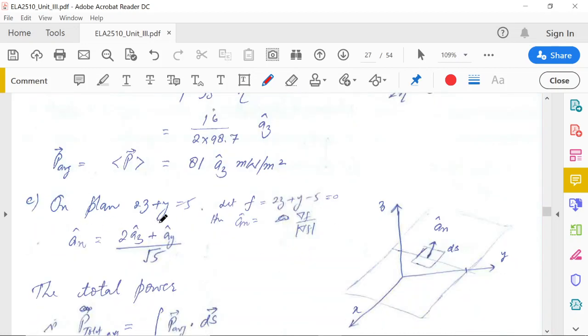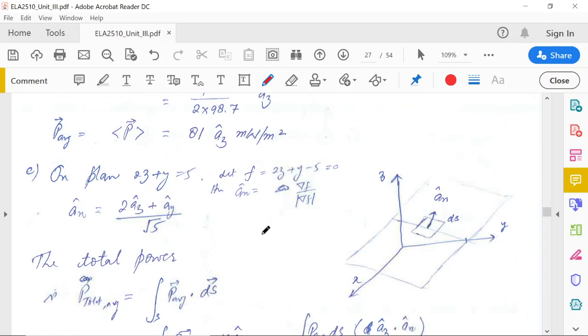Now on the plane 2z plus y, if you want to find a vector which is perpendicular to this plane, you just take the gradient. Using the gradient formula you can find that. So let us compute f equal to 2z minus y. This is the surface equals 0. Now if you find the gradient of this surface, then that vector, because the gradient of this scalar quantity will give you a vector, the direction of this vector will be perpendicular to this plane, and if you divide by the magnitude, you will get the unit vector perpendicular to this plane. So a_n is a unit vector which is perpendicular to this plane.